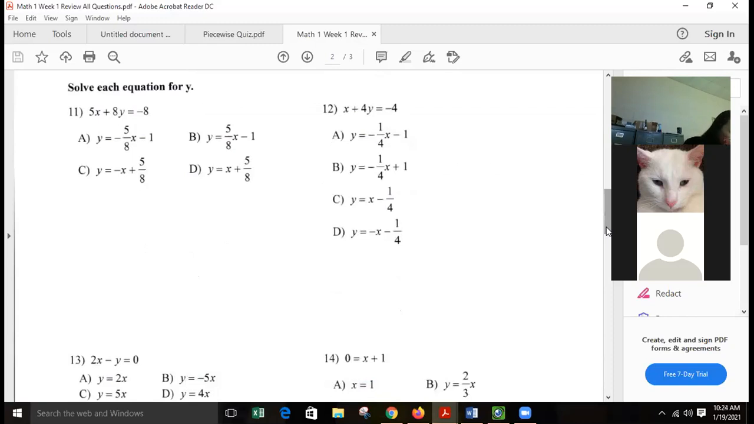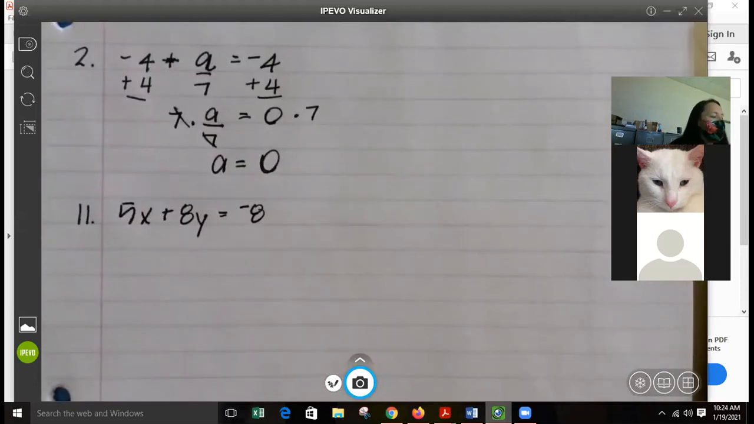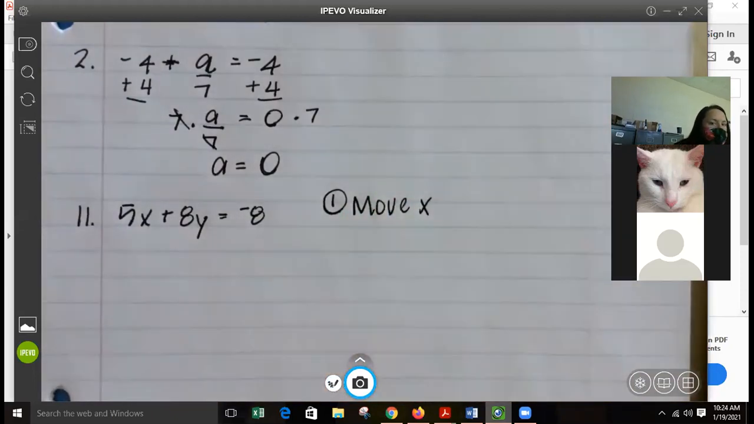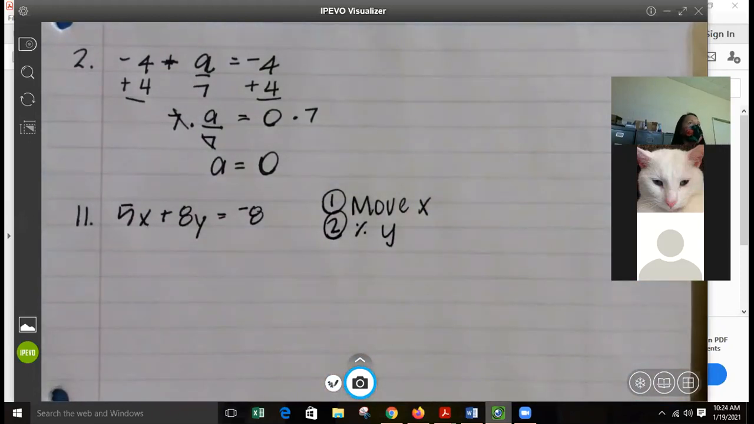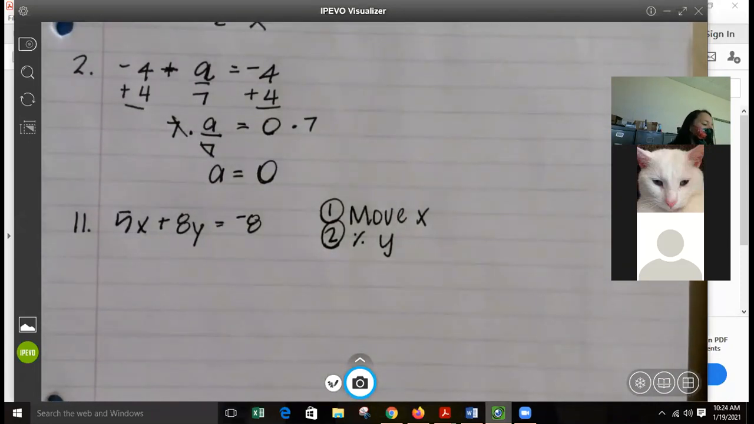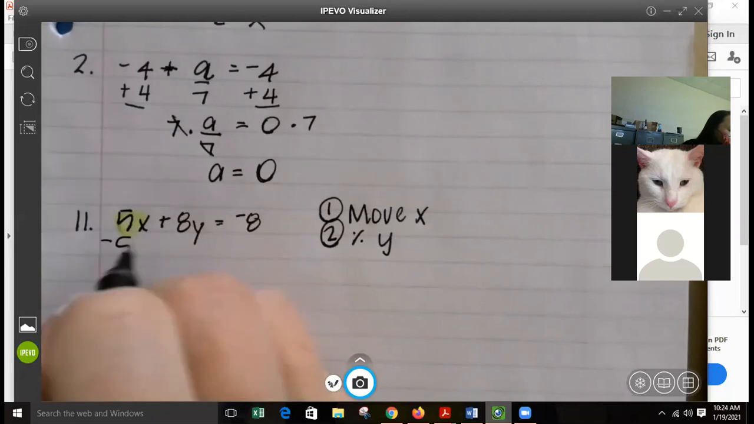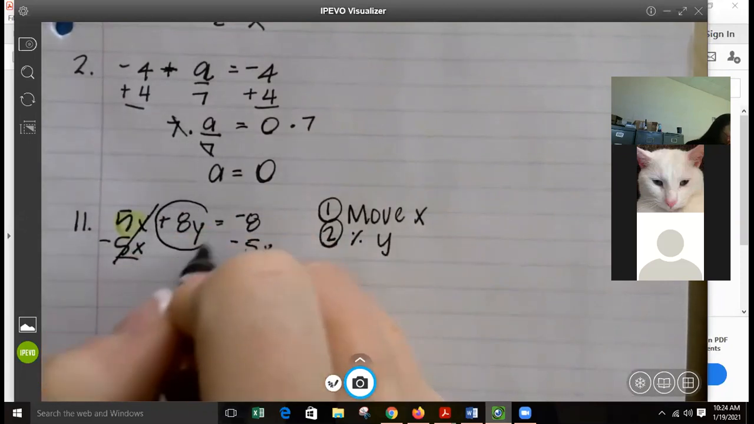5x plus 8y equals negative 8. Remember our 2 steps. The first one is move x. And the second one is divide that number with y. So the first step, we're going to move this x. It's a positive 5x. How do I get rid of it? Subtract it or minus it. So they cancel out on this side. I bring down what's left over.